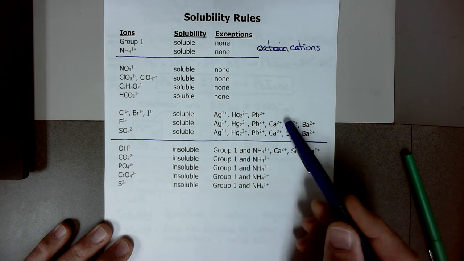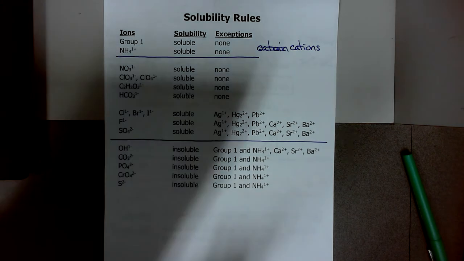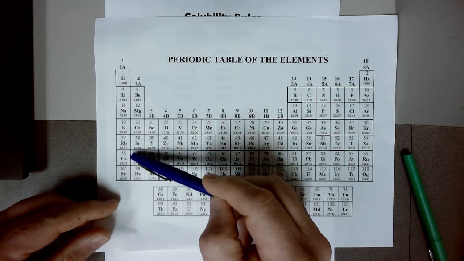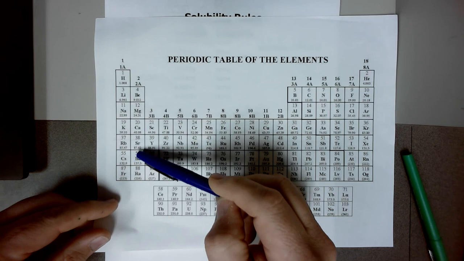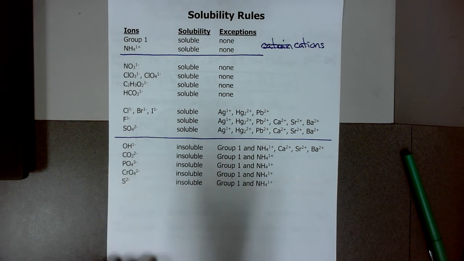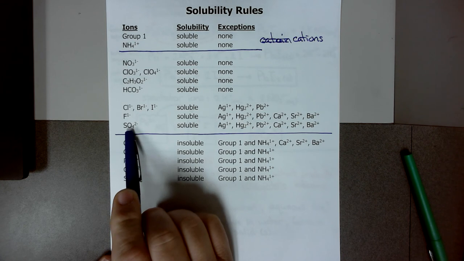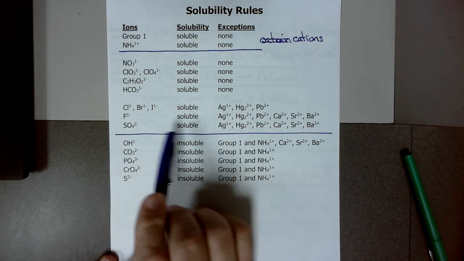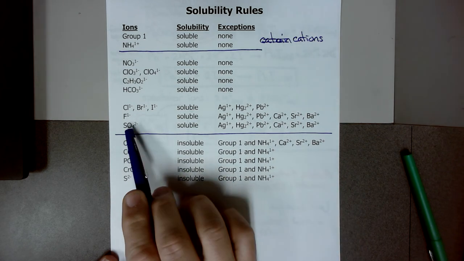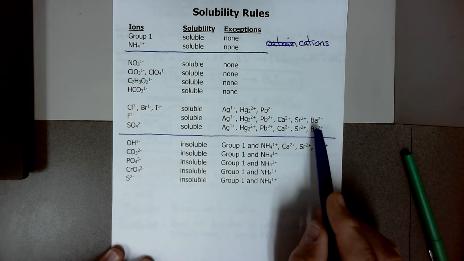You'll notice there's a group here that tend to be parts of the exceptions, and if you look at the periodic table, that group is group 2: calcium, strontium, and barium. So it's these 3 that tend to make the exceptions. So again, if we look at sulfates as the anion, all sulfates are soluble unless it's silver sulfate or lead 2 sulfate or calcium sulfate. Calcium sulfate is insoluble, or strontium sulfate, insoluble, meaning it will be a solid.